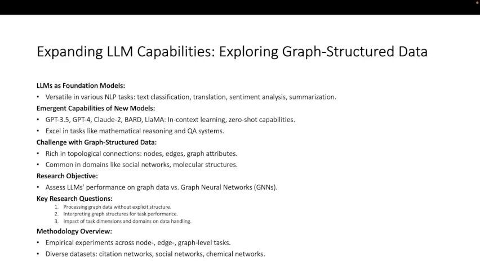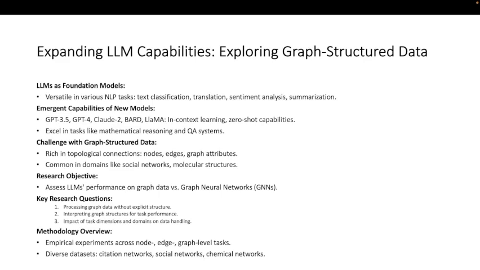What sets apart recent models like GPT-3.5, GPT-4, Claude 2, BART, Llama, and Llama 2 are their emergent capabilities such as in-context learning and zero-shot capabilities. These capabilities allow them to perform exceptionally well across tasks they weren't explicitly trained for, including complex activities such as mathematical reasoning and operating question answering systems.